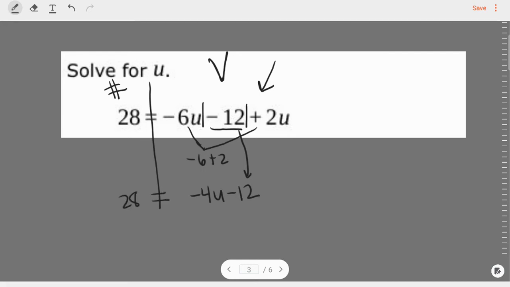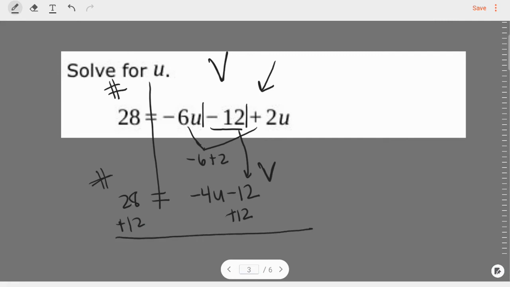So to reiterate, I didn't do the opposite. I didn't add 6u because they are on the same side. I'm just going to combine my like terms. Continuing, if this is my variable side and this is my number side, I need to get rid of negative 12, or the minus 12. I'm going to add 12 to undo the subtraction. And on the left-hand side, I'm going to add 12 to undo the subtraction.